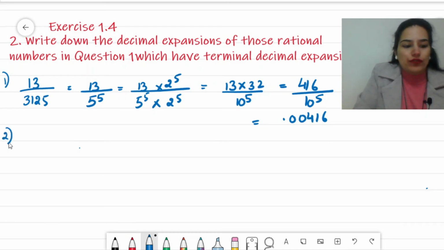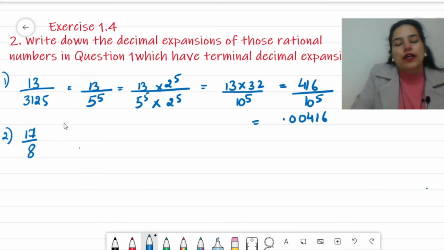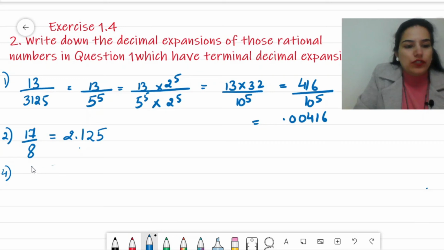Then the second part also, 17 by 8, we also proved it to be a terminal decimal expansion. This one is even simpler. You can straight away divide it, 8 2s are 16, and so on. So you can write it straight away also. This is still simpler.